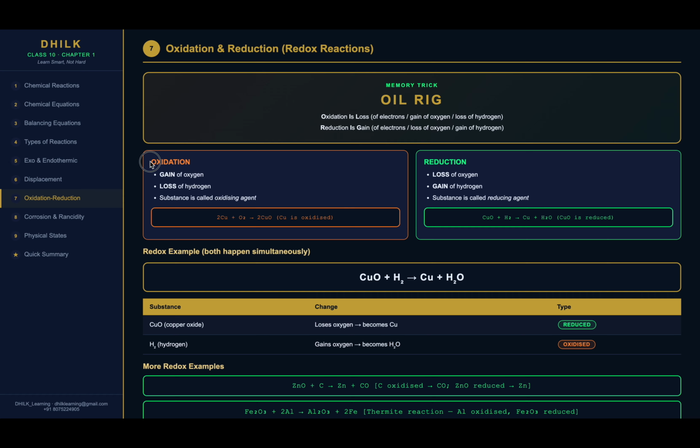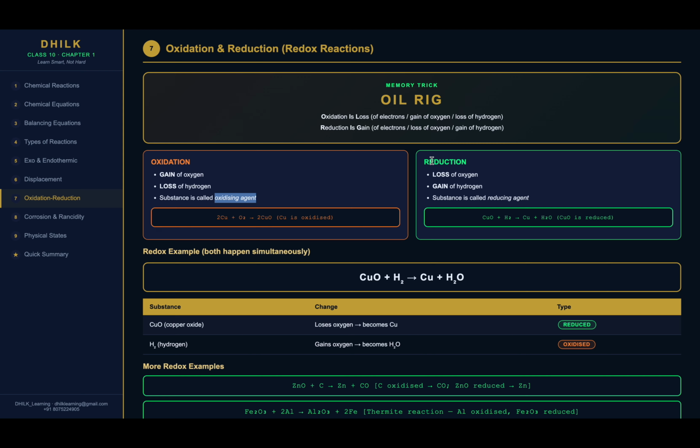Simply you can remember it like this: oxidation, ox for oxygen, ation for addition. So oxidation means addition of oxygen and removal of hydrogen. It is just the opposite for hydrogen: if oxygen is added, hydrogen is removed. You can use either the terms gain or loss, or addition and removal. So simply, oxidation means addition of oxygen and removal of hydrogen, and the substance which undergoes this oxidation reaction is known as the oxidizing agent.